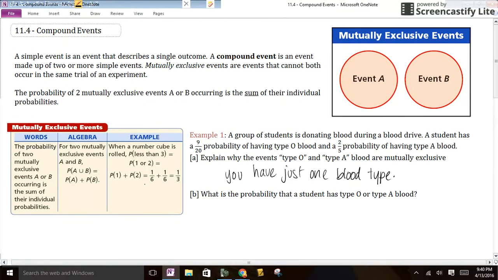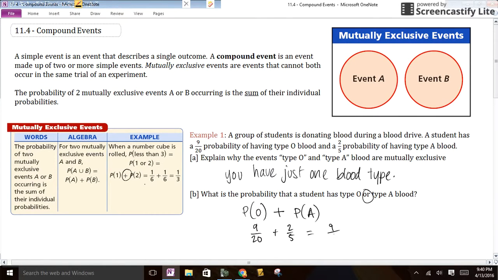So, boom. All right. What is the probability that they have type O or type A? Well, you can see how we write it over here, so you might want to take a look at that. But the word or means add the probabilities together. So I'm going to do the probability of O added to the probability of A. I'm just going to take the information from up here. Type O, you had a 9/20 chance. Type A, you had a 2/5 chance. And I'm just going to add those together.